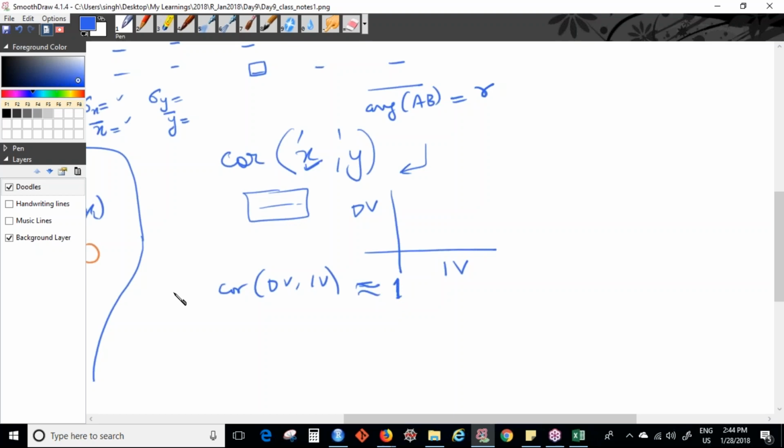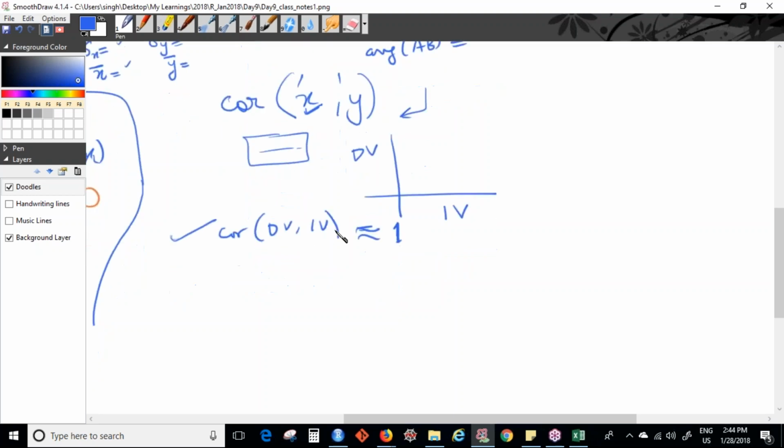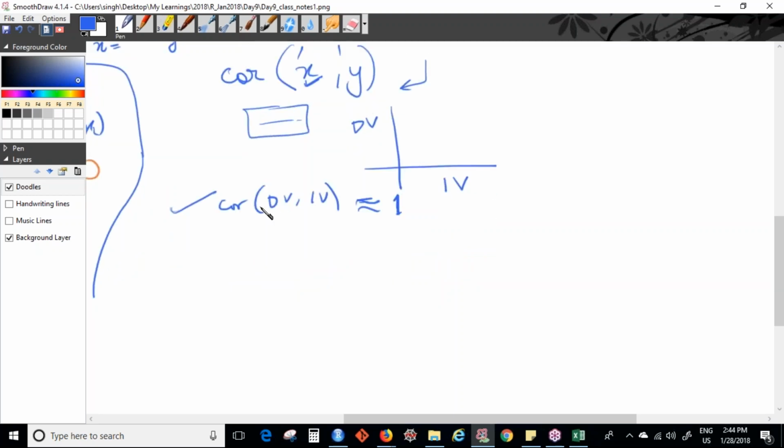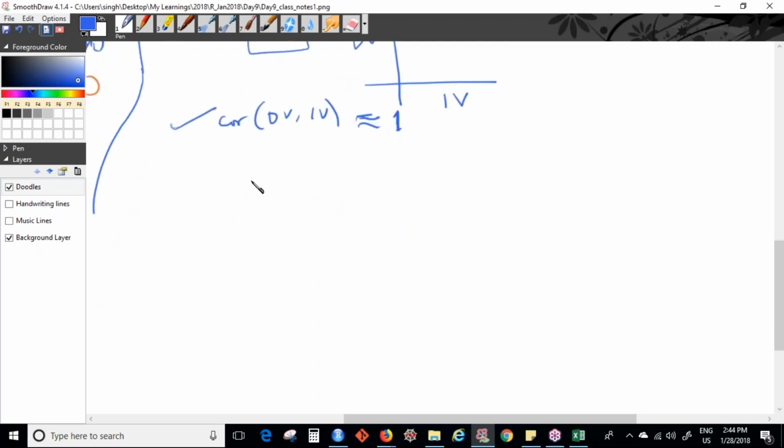So what does this mean? Is this good or is this bad? Yes guys, what do you think? Is this good for us or is this bad for us if there is a high correlation between them with respect to linear regression? Yeah, why is it good? Can somebody tell me? Why do you think it is good?